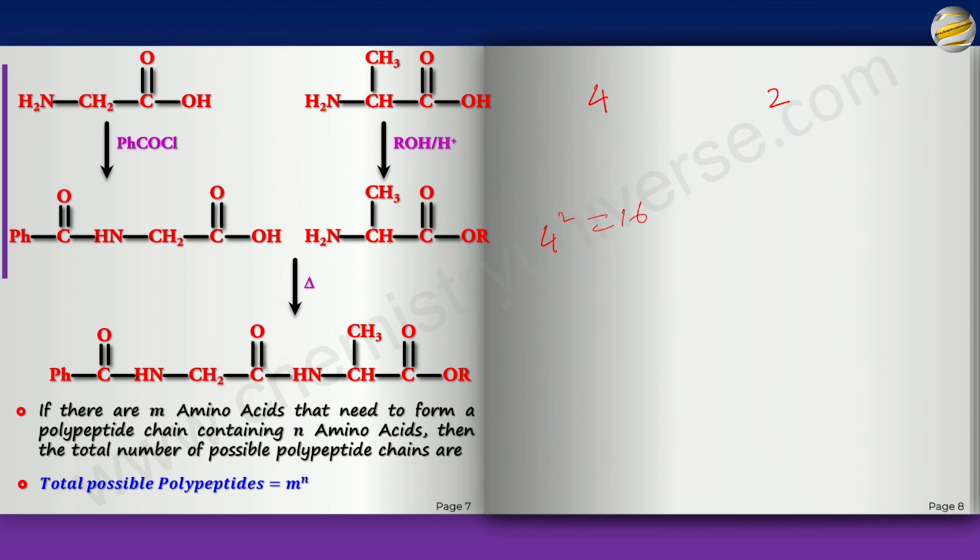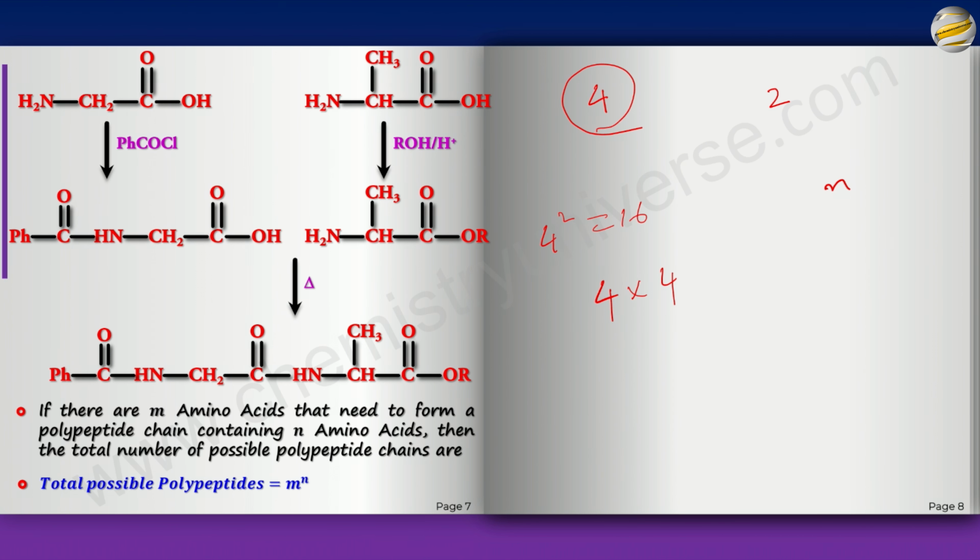How? Because remember, if there are 2 amino acids, the first spot can be taken by any of the 4. But the second spot can also be taken by any of the 4. So you will find as many 4s as there are number of amino acids used. So if the amino acids used are N, and the total amino acids in the beginning are M, then you'll have to write M N times for filling up all the spots. So these are the possibilities. We're not saying this is the only one that is formed.